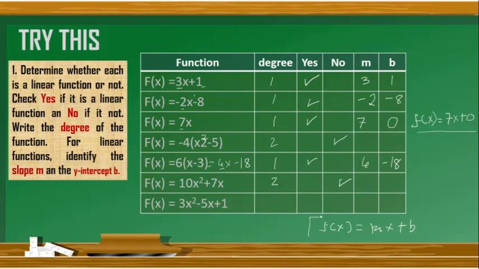Okay. Then the last number is f of x equals 3x squared minus 5x plus 1. Still, this is not a linear function. Okay, I hope you understand how to identify whether a given function is a linear function or not.